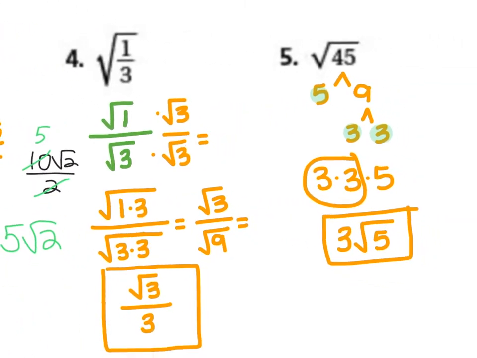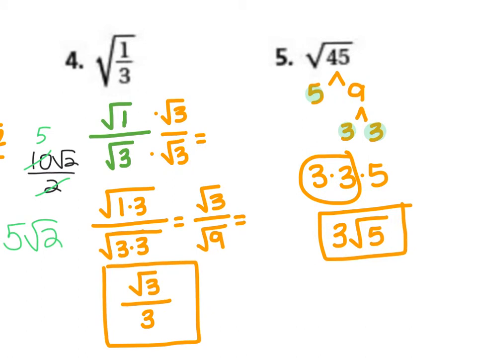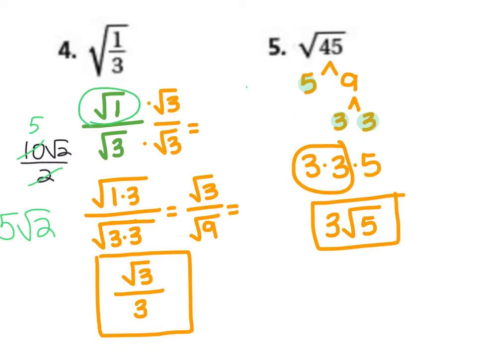Number 4, same thing. When you split this, it becomes root 1 over root 3. You can actually simplify this root 1 so that it would be 1 over root 3, but it won't change your answer, because then you'd still have to rationalize and multiply both the numerator and the denominator by root 3, and I'd end up with root 3 over root 9. Root 9 is actually 3.